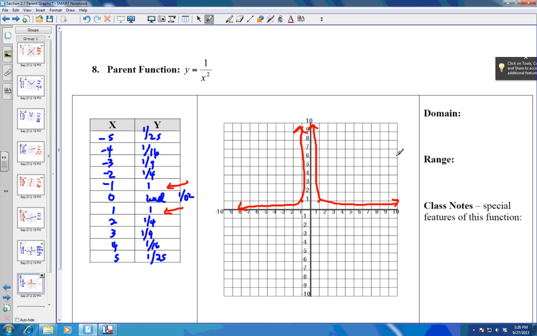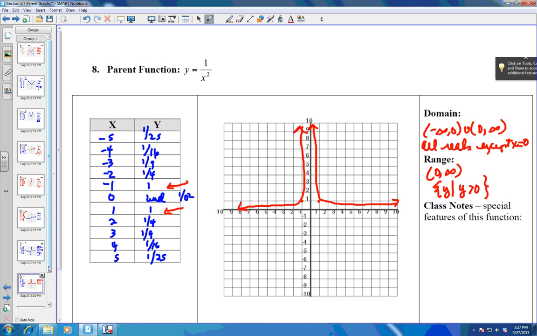So my domain on this is going to be -infinity to 0 unioned with 0 to infinity, or all reals except x equals 0. My range in this case, the lowest value, is going to get closer and closer to 0. So I could say 0 to infinity, or I could write y such that y is greater than 0. And I don't have any class notes written down for this one.